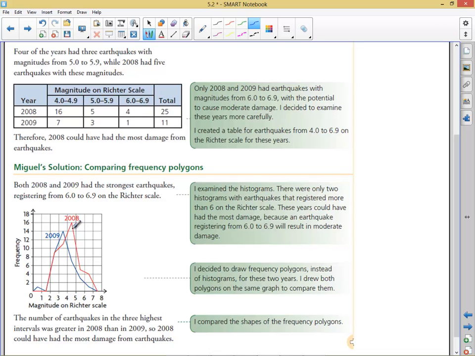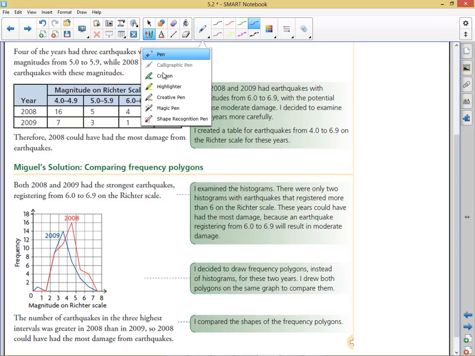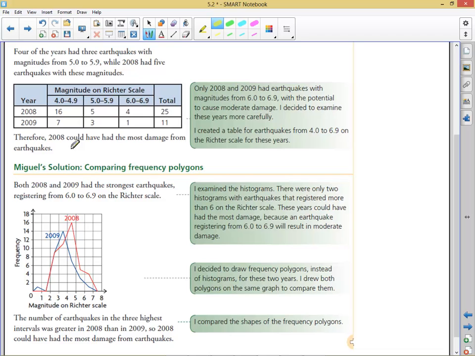And what you can see from this one is that it shows visually what we have found in our table, that 2008 was the most damaging year. So if we just take a look down through, again, we see between 4 to 4.9, there were 16. Then there were 5 earthquakes between 5 and 5.9. Between 6 and 6.9, there were 4. And then none of them had earthquakes between 7 and 7.9. This was by far the most damaging year.